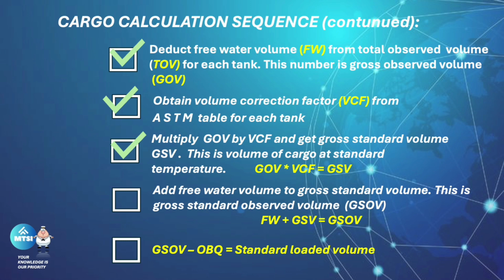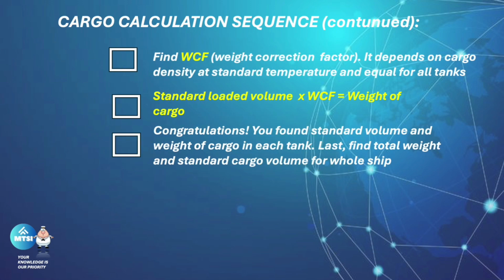Add free water volume to gross standard volume. This is gross standard observed volume. Deduct cargo on board quantity from gross standard observed volume and get standard loaded volume. Find WCF, the weight correction factor. It depends on cargo density at standard temperature and is equal for all tanks. Multiply standard loaded volume by the weight correction factor and get weight of cargo.